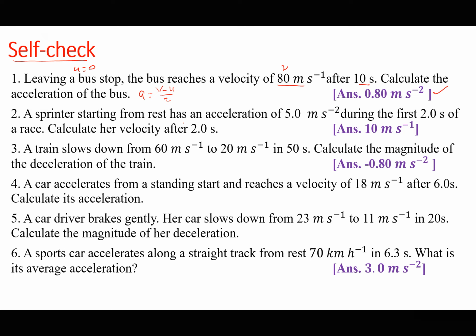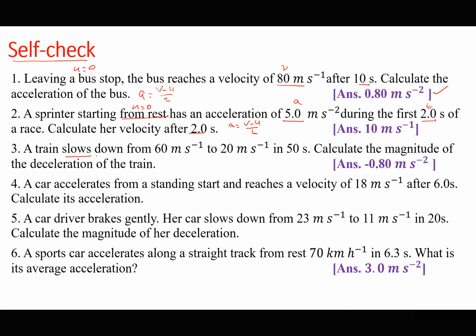A sprinter starting from rest. From rest means initial velocity is equal to 0. She has an acceleration of 5 meters per second squared. So this is A. The time during the first 2 seconds, so t is 2 seconds. Calculate her velocity after 2 seconds. So just substitute in a equals v minus u over t.